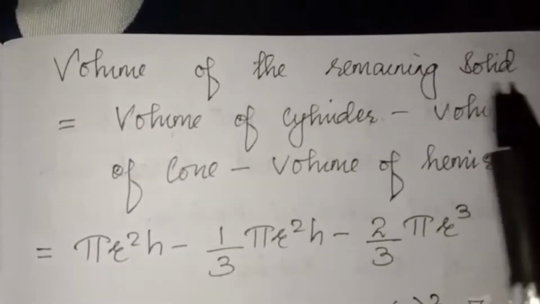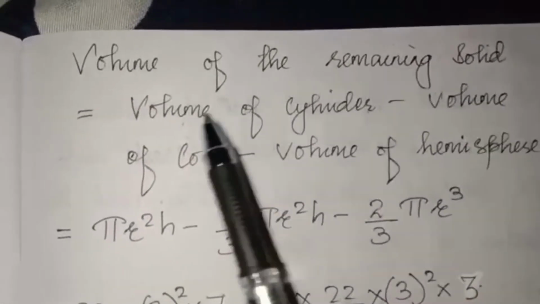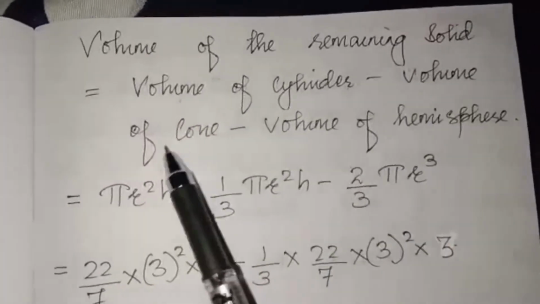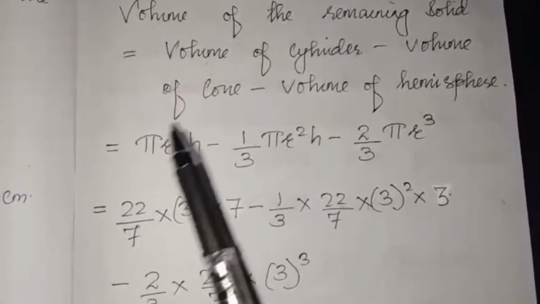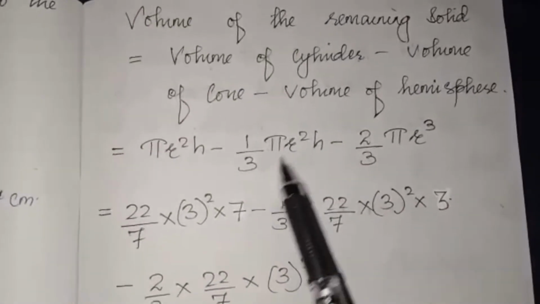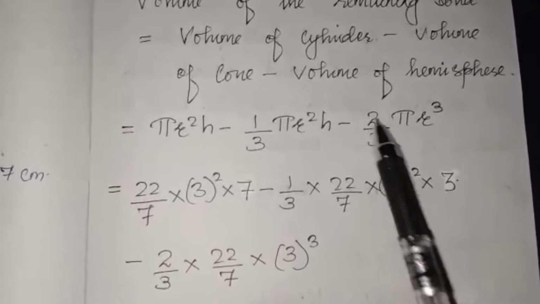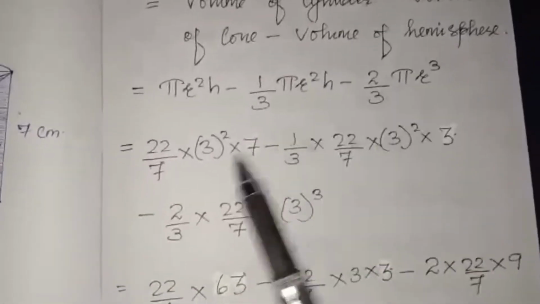So here is the process. Volume of the remaining solid is volume of cylinder minus volume of cone minus volume of hemisphere. So formula: for cylinder pi r square h, for cone 1/3 of pi r square h, for hemisphere 2/3 of pi r cube. Now put the values.